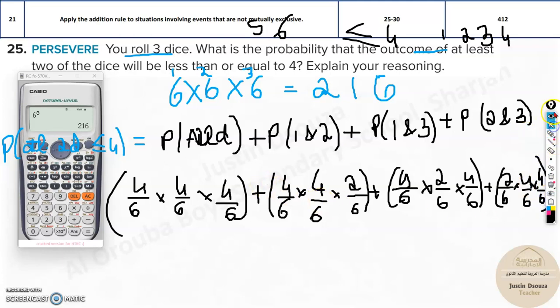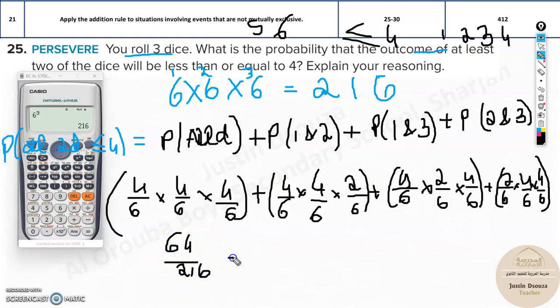This is basically the answer, but don't directly write it. It's a writing question. So let's solve it. 4 times 4 is 16. 16 times 4 is 64. 64 over 216, as 6 cube is 216. Plus, 4 times 4 is 16 times 2 is 32. 32 by 216. Now, all the others are the same thing because it's 4 times 2 into 4.